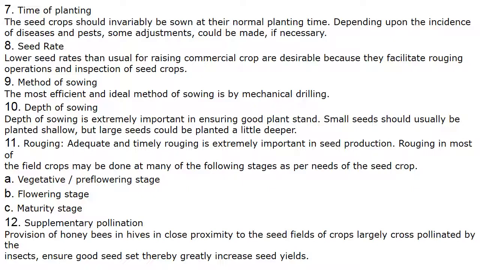Roguing. Adequate and timely roguing is important. In field crops it may be done at any of three stages: one is the vegetative or pre-flowering stage, second during the flowering stage, or third at the maturity stage. Supplementary pollination. Provision of honeybees in hives in close proximity to the seed fields of crops largely cross-pollinated by insects ensures good seed set, thereby greatly increasing seed yields.